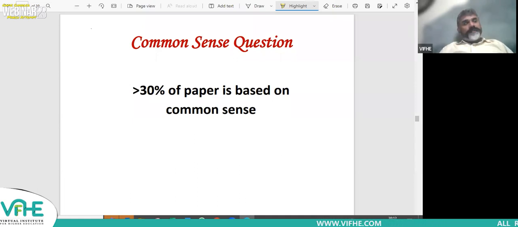So a common sense question really requires that the examiner wants to test whether you are a bookish student or a practically intelligent student. Because a CFO needs to be street smart. A CFO cannot be bookish, right? Because in real life situations, the CFO has to be smart. He should be able to think.